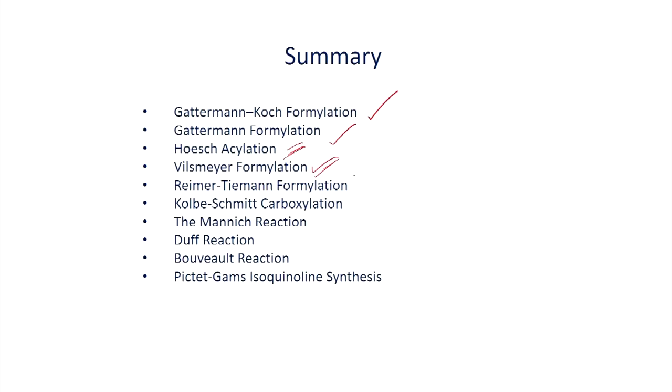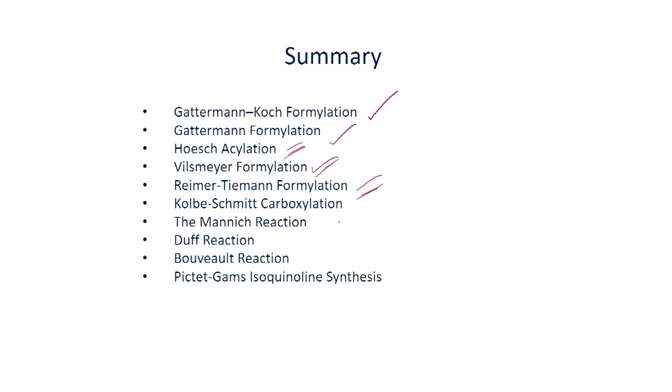Then we have seen the Reimer-Tiemann formylation. In this reaction, if you have the phenol in the presence of base, it can react with the chloroform to give salicylaldehyde, for example, as a major compound. First, the base reacts with the chloroform to give the dichlorocarbene as the electrophile, which undergoes reaction with the phenoxide that you generate from phenol. Then, when you do the workup, you will be able to get salicylaldehyde, which is also an important precursor to construct a variety of compounds.